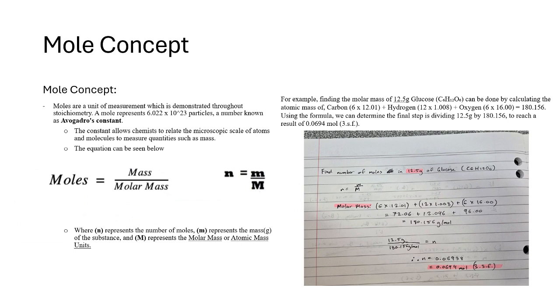1 mole represents 6.022 times 10 to the power of 23 particles, which is known as Avogadro's constant, which can allow chemists to relate the microscopic scale of atoms to measurable quantities such as mass. The formula is depicted as n equals m over mm, where n is the number of moles, m is the mass of a substance, and mm is the molar mass.